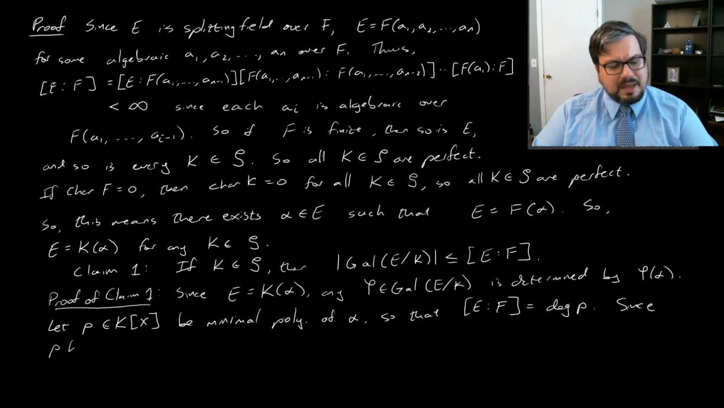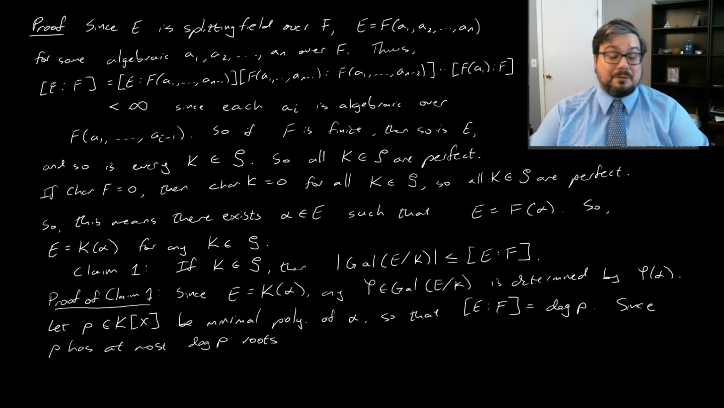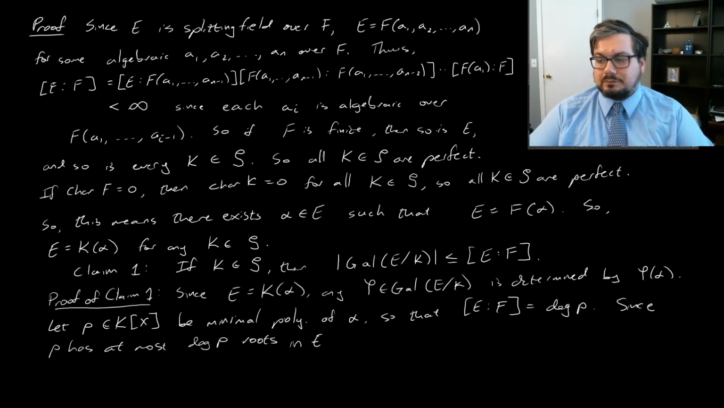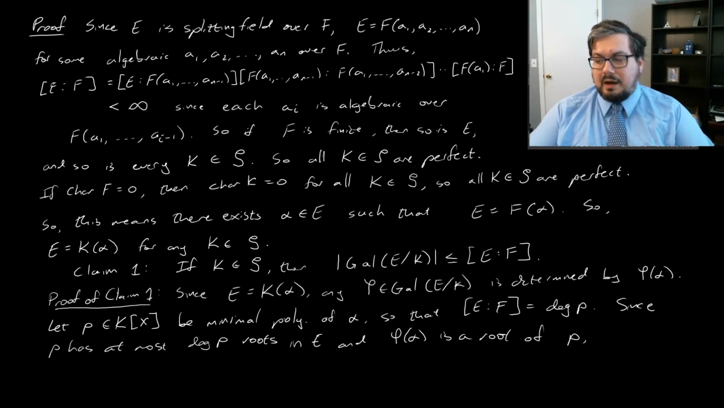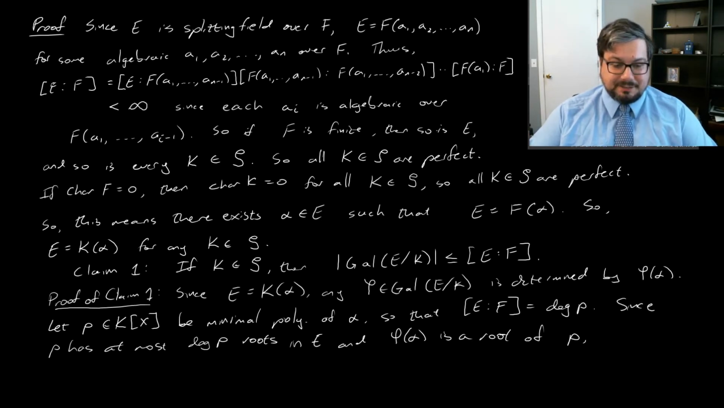Since P has degree at most P, P can have at most a number of roots equal to its degree in E. And we have that phi of alpha is a root of P. We have to have that the number of possible elements of the Galois group of E over K is at most the number of roots of P, because phi of alpha has to always be a root of P, and phi of alpha entirely determines the automorphism phi.